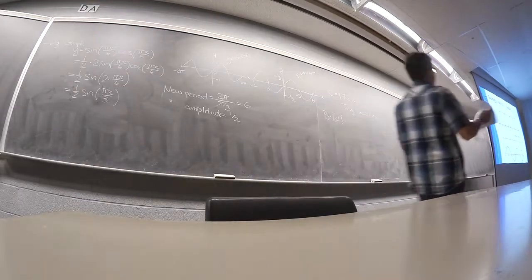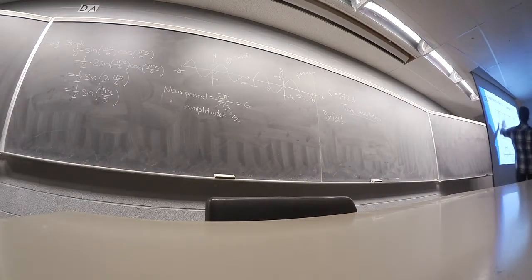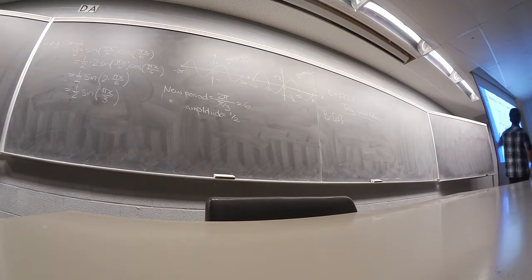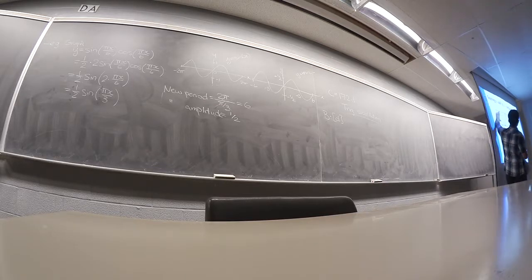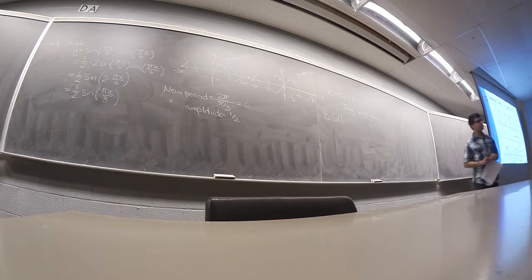And this behaves as expected. This is what you'd expect sine squared to look like. You'd expect it to be non-negative, and it is. You'd expect it to hit 0 exactly where sine hits 0, and it does. You'd expect it to go from 0 to 1, and it does. It hits 1 exactly where sine hits 1 or minus 1. And notice that the frequency of this thing is twice the frequency of this thing.